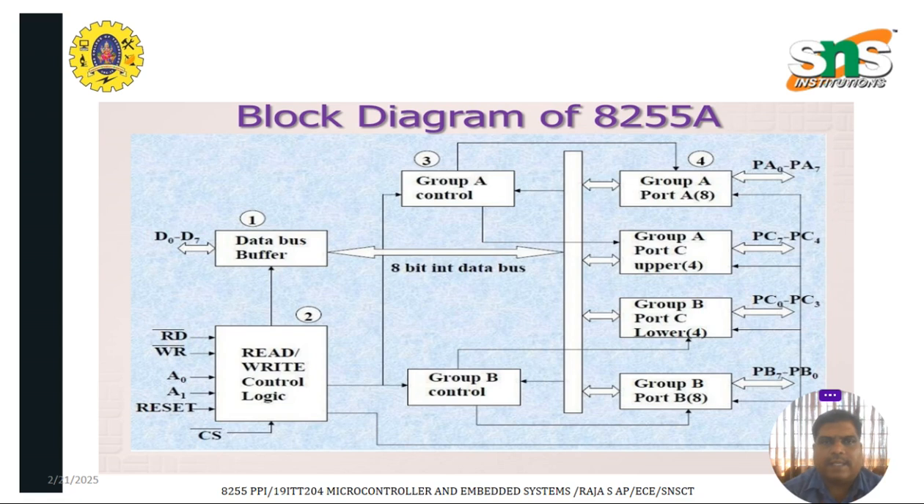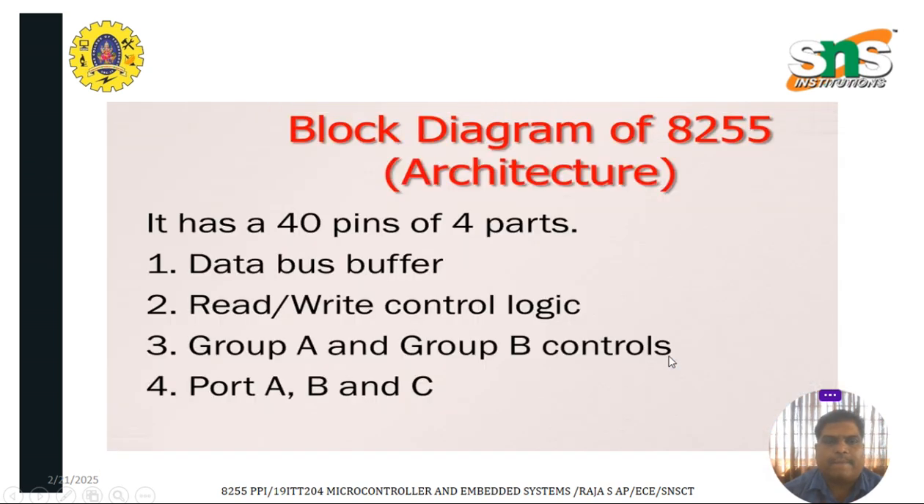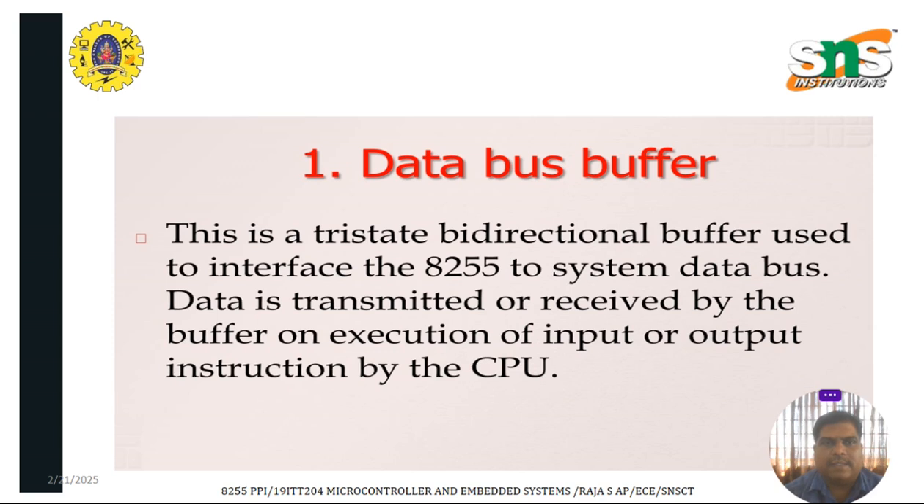So if you see this figure, 8255 consists of 4 important blocks. One is the data bus buffer, second is the read write control logic, third is group A, group B control, and fourth is port A, port B, port C. So these are given in this diagram. It is a 40 pin chip with 4 parts. First part is the data bus buffer, second part is the read write control logic, third part is group A and group B control, then the fourth part is port A, port B and port C.